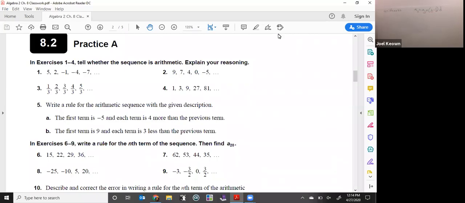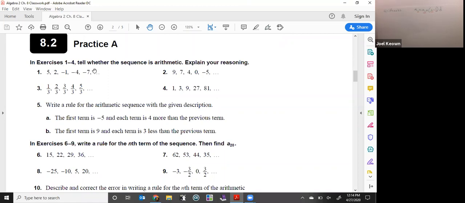Hey guys, this is the start of 8.2. We're talking about arithmetic sequences. All right. And so arithmetic just means that my pattern is that I am adding or subtracting the same number over and over and over again.